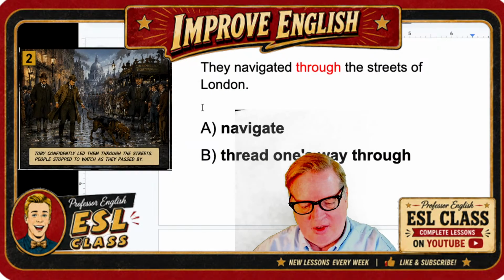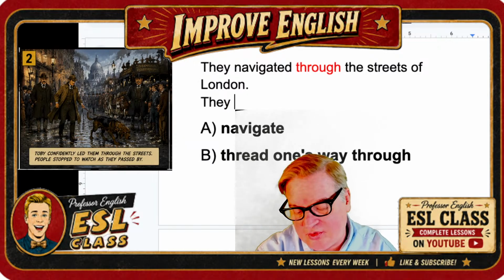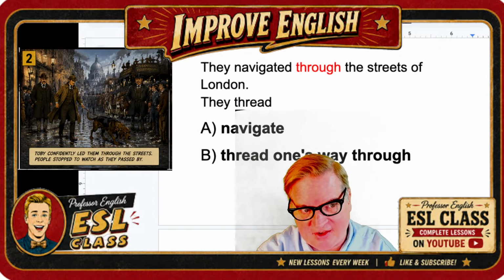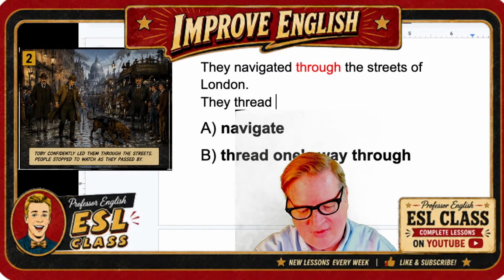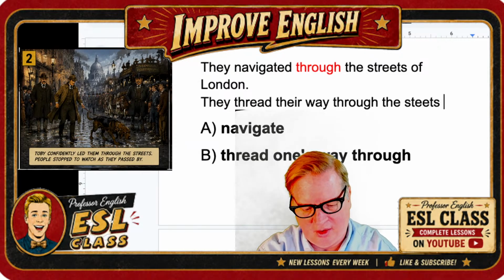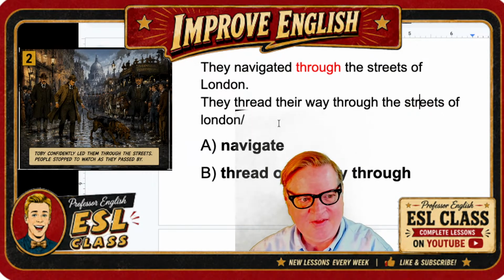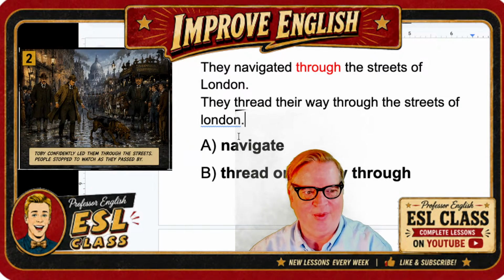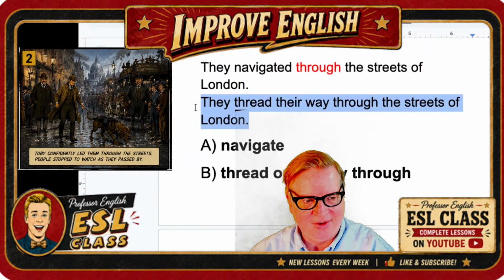Okay, Toby was threading their way through the street. Let's just say they, let's say they again. So Toby and Holmes. And I think thread is not a very common verb. It's more of a noun, but I think it's irregular. I think it's like put. It's just thread, thread, thread. So they thread their way through the streets of London. What do you think about that? That's a pretty fancy sentence right there using thread your way through. That's something only a native speaker would probably ever say.